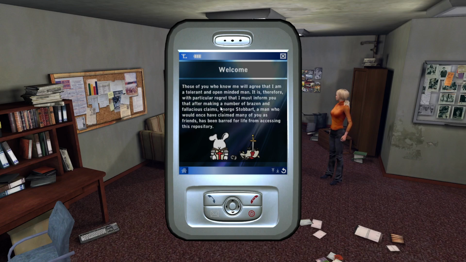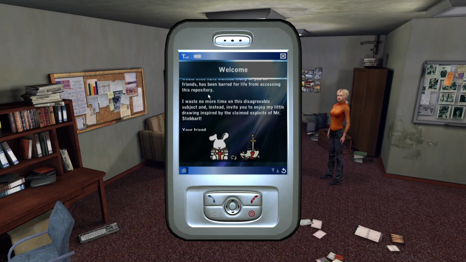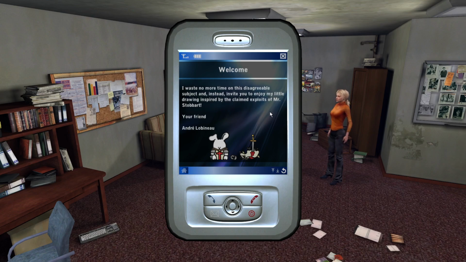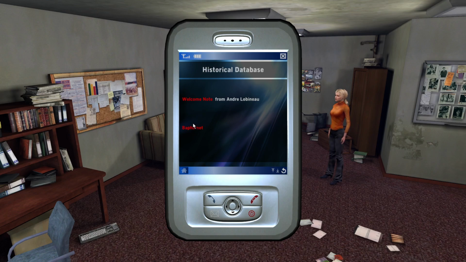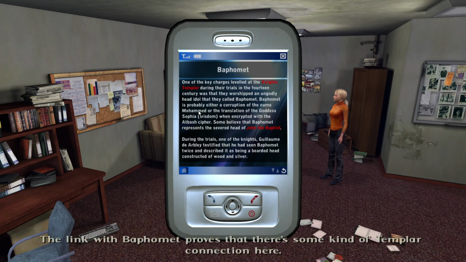Oh, here we go. With particular regret, I must inform you that after making a number of brazen and fallacious claims, George Stobbart, a man who would once have claimed many of you as friends, has been barred for life from accessing this repository. I waste no more time on this disagreeable subject and instead invite you to enjoy my little drawing inspired by the claimed exploits of Mr. Stobbart, your friend Andre Lobineau. Oh, isn't that nice? He likes us so much. Baphomet. The link with Baphomet proves that there's some kind of Templar connection here.